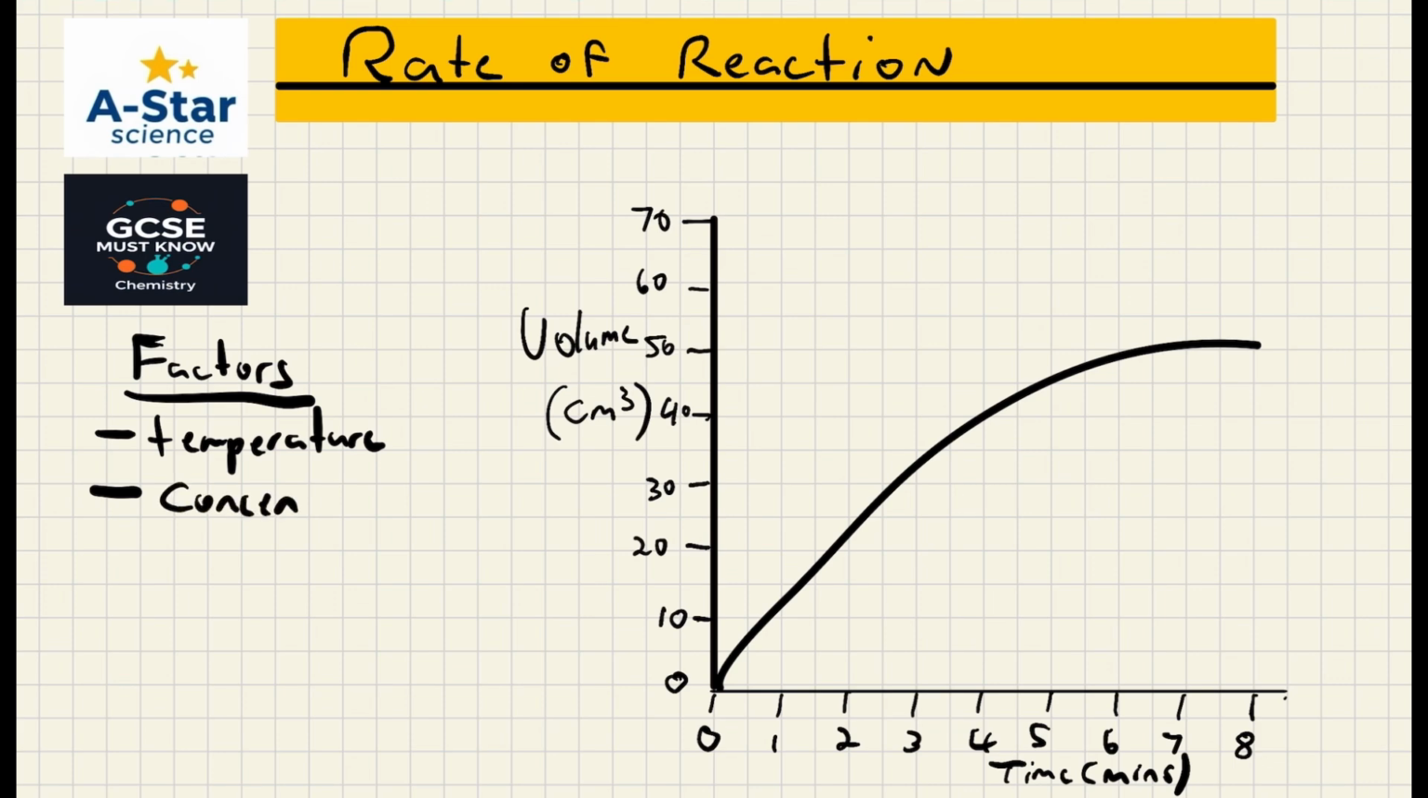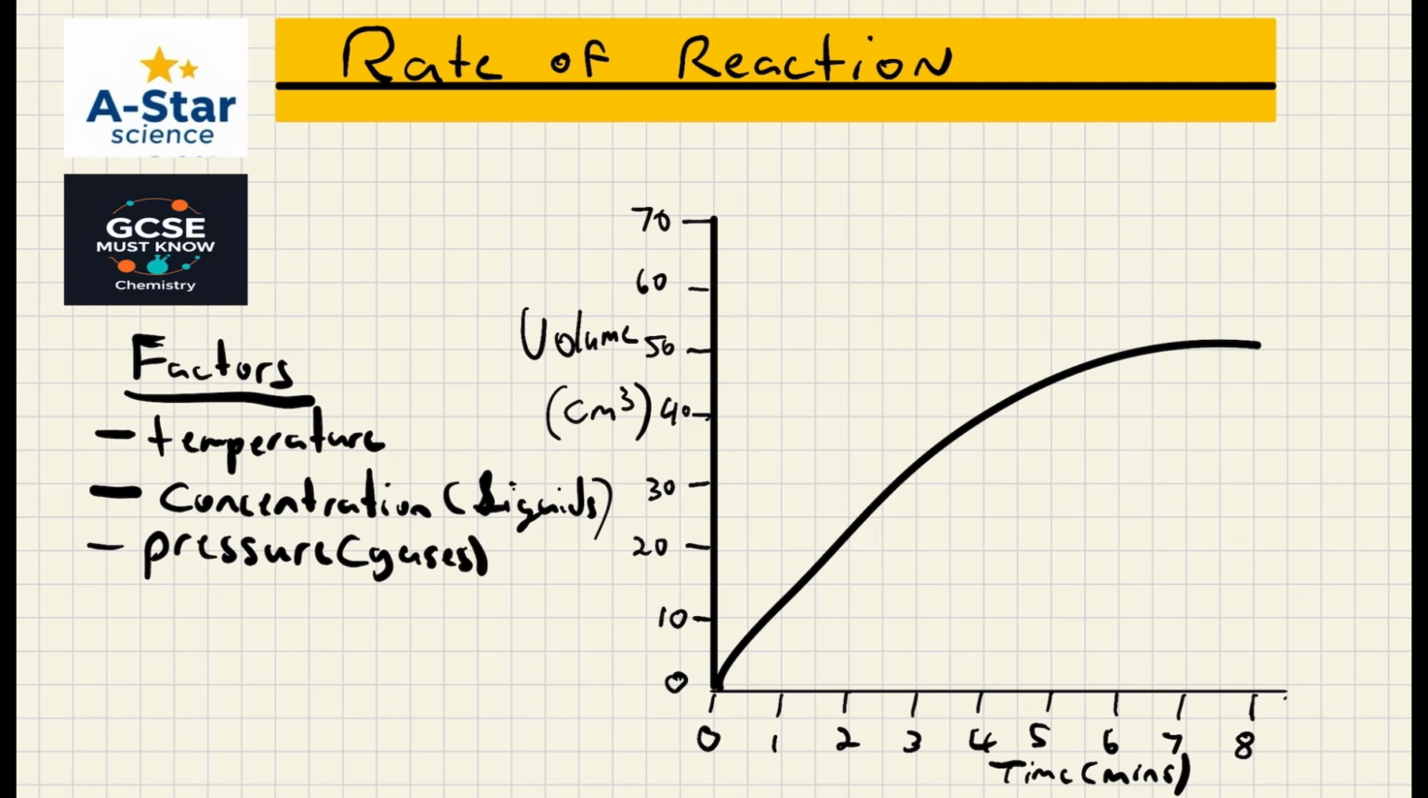Concentration. And this is for liquids or solutions. The higher the concentration, for example, if you have a high concentration of an acid, that will increase the rate of reaction. Pressure. This is for gases. So the higher the pressure, the higher the rate of reaction when you have two gases reacting together.